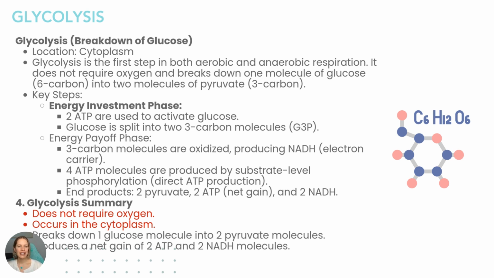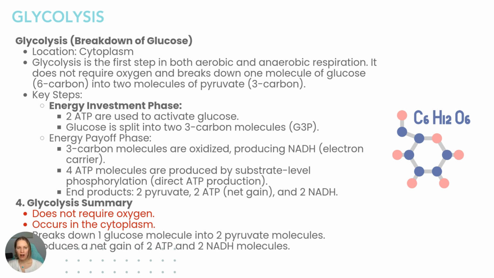But these are the key steps, though. So, this is how energy is happening. So, 2 ATP are used to activate glucose. This is energy. And then glucose is split into two three carbon molecules. And then the three carbon molecules are then oxidized, producing NADH, which is the electron carrier. And then four ATP molecules are produced by substrate level phosphorylation. And this is direct ATP production. The end products are the two pyruvate, 2 ATP, and then 2 NADH.